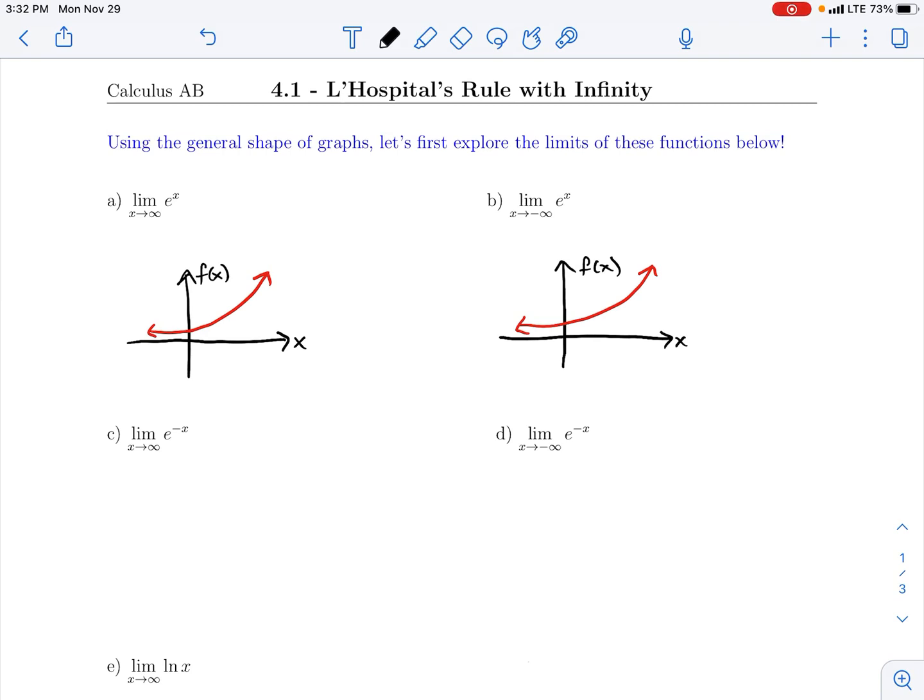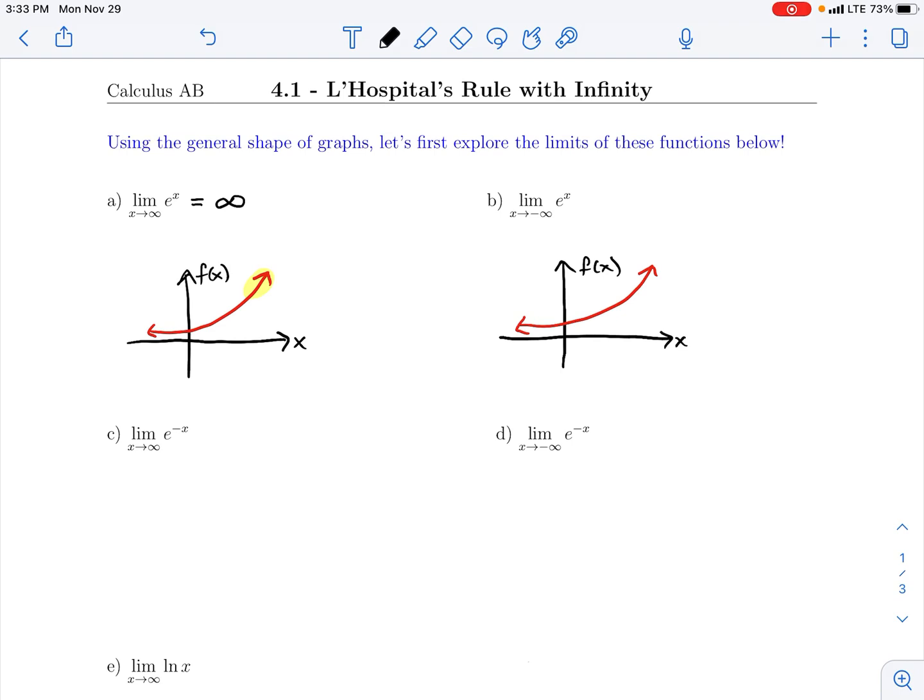So, looking at this graph, I want to figure out the limit as x approaches infinity of the function. So what's happening as x is getting bigger, right? When I read x approaching infinity, that's what I'm thinking to myself. What's happening as the x values are getting bigger? Well, my output values or my y values, they're also getting bigger, right? Because the graph is pointed upwards. And so here I would say that the limit is infinity.